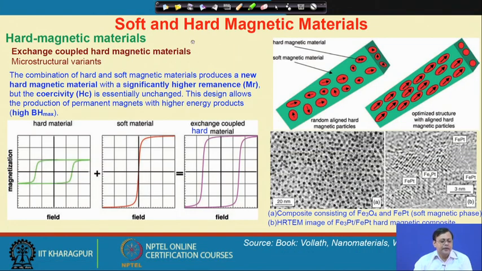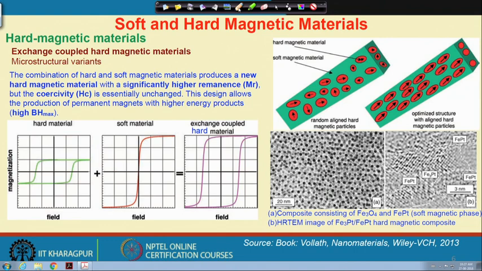Now, in case of exchange coupled hard magnetic material, I have shown you 3 different types of microstructure. The major aim here is that I have one hard phase and another one a soft phase, and to make a nanocomposite with an exchange coupled hard magnetic material.